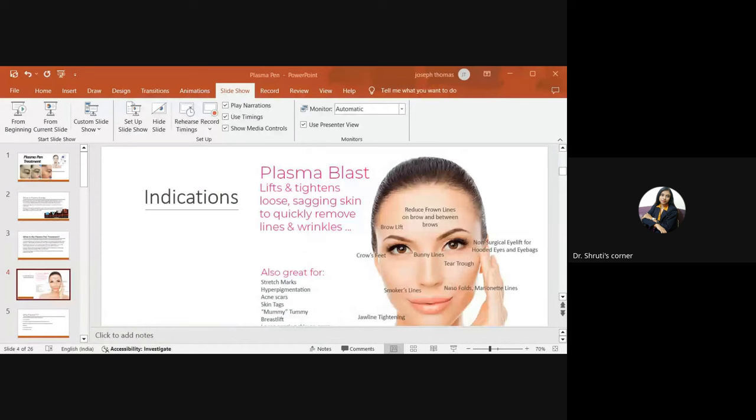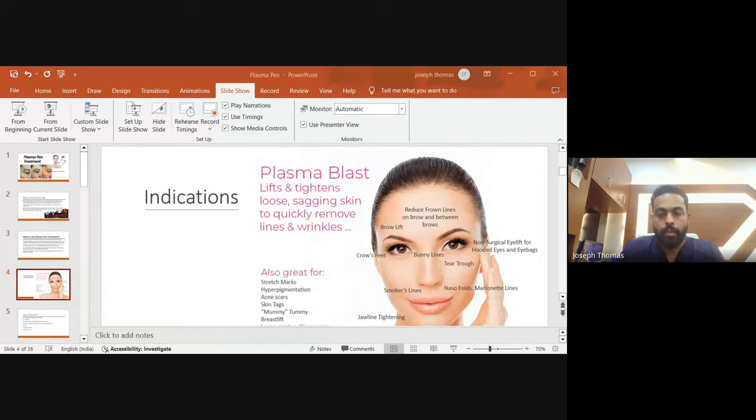Your voice is not audible. Sorry? Still not audible? No, now it's clear. Voice is audible, but the presentation is not visible. Okay. Someone else is sharing the screen. Yeah, understood. But your voice was audible. Now it's clear. Yes. Thank you. So the doctors who are joining now, by mistake they are clicking on something. That's the thing.